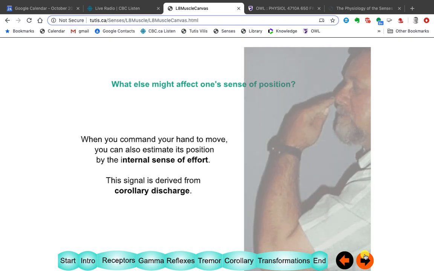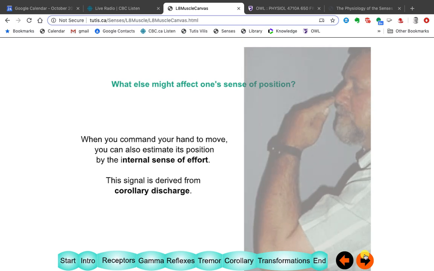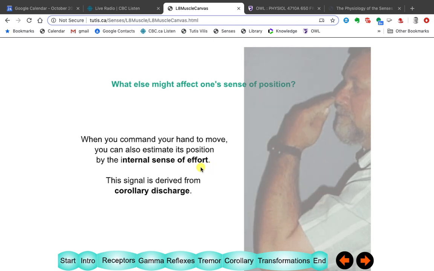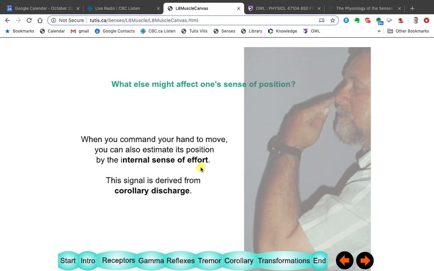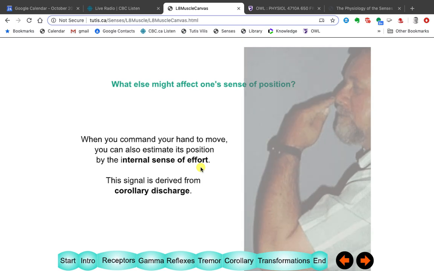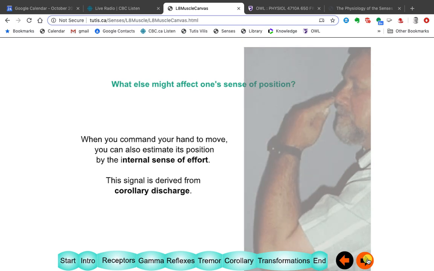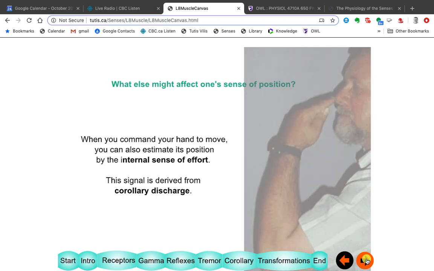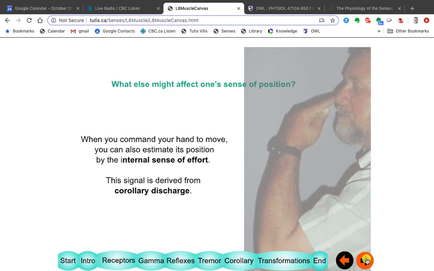There's another, not a receptor, but also something heavily involved, which is your internal sense of effort. So when you move your hand, you generate corollary discharge, and that corollary discharge is used to give you a sense of how hard the muscles are contracting, and therefore how fast the hand might be moving.